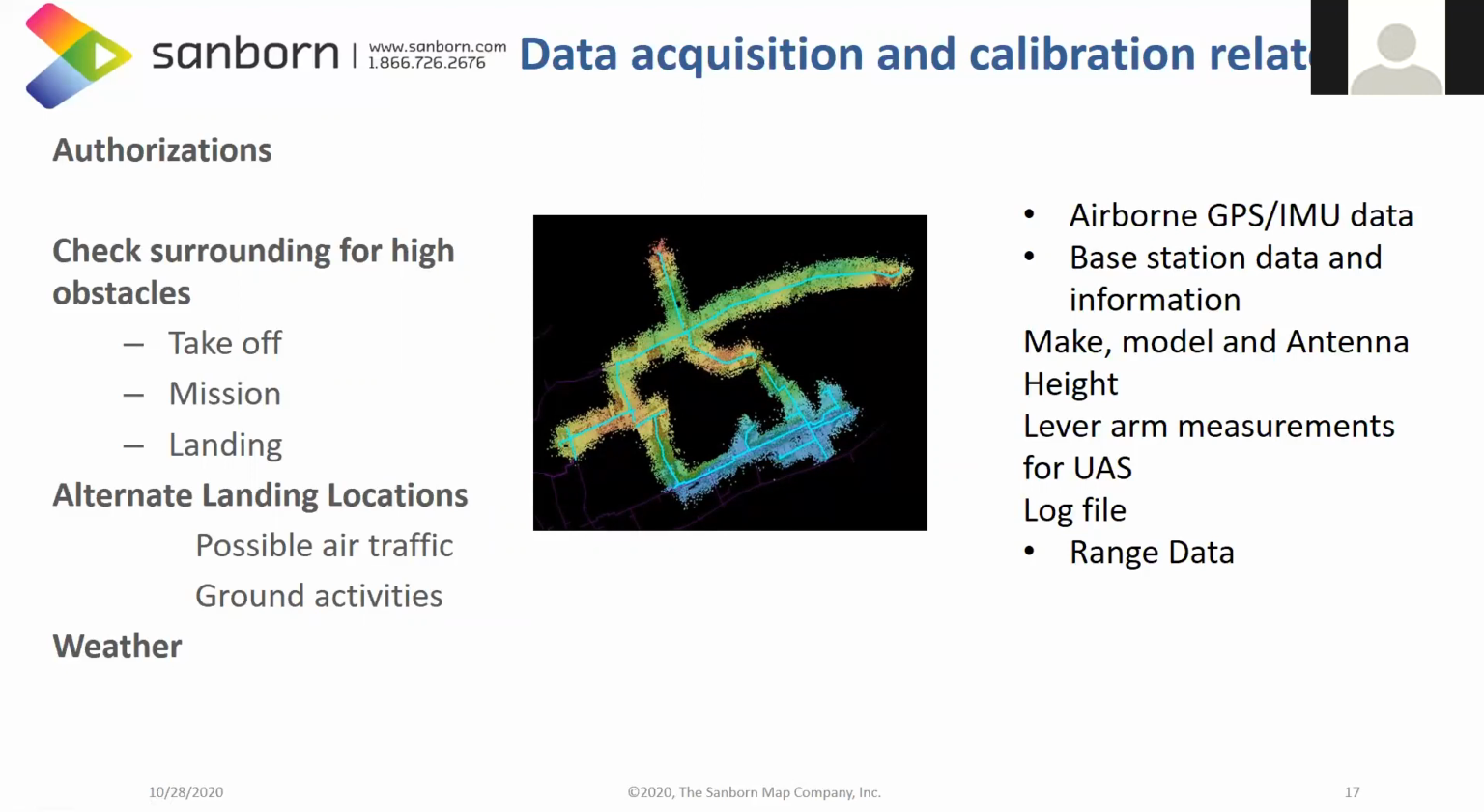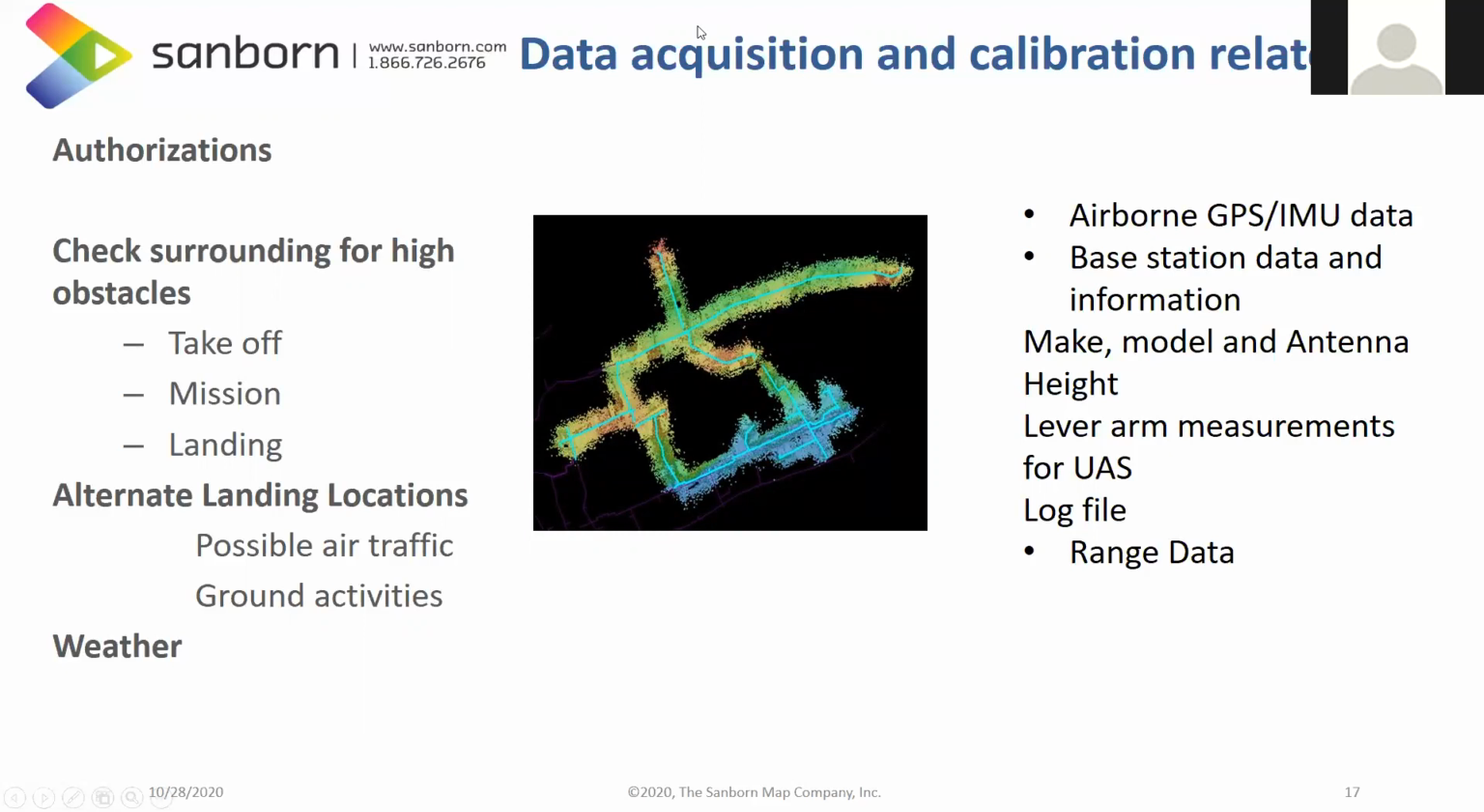And at the time of data collection, make sure to check the surroundings for obstacles, for the takeoff, the mission, and also the landing. We also need to identify alternate landing locations. We need to pay attention to the possible air traffic. We also need to pay attention to the ground activities. And the most important parameter that we always consider, whether it is a manned or unmanned mission, is the weather. Make sure that the data collected during the time will be usable for subsequent data processing.